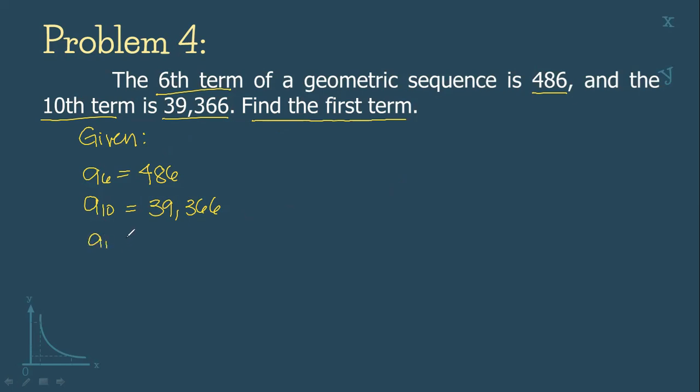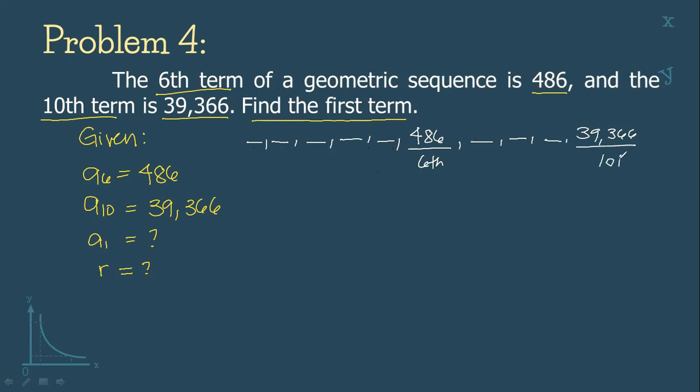So ibig sabihin po, the first term is the missing number. However, we cannot find the first term without finding first the common ratio. So ang uunahin po natin is the common ratio. So sabi natin in the previous videos, we have the first, second, third, fourth, fifth, and the sixth is 486. This is, my dear students, the sixth term. Sixth, seventh, eighth, ninth, and the 10th term is 39,366. So this is the 10th term.